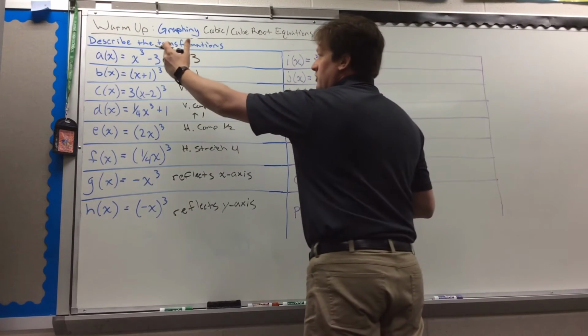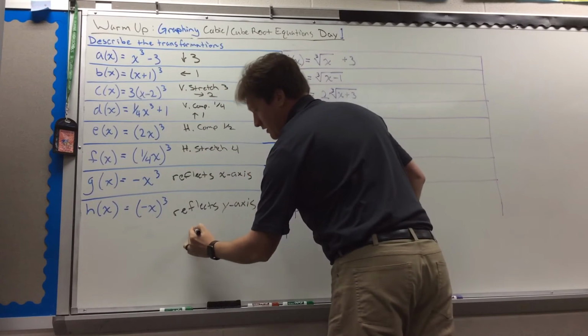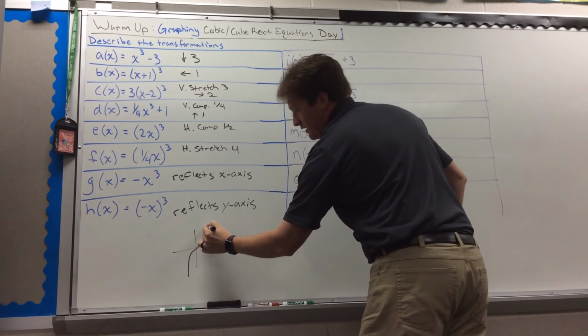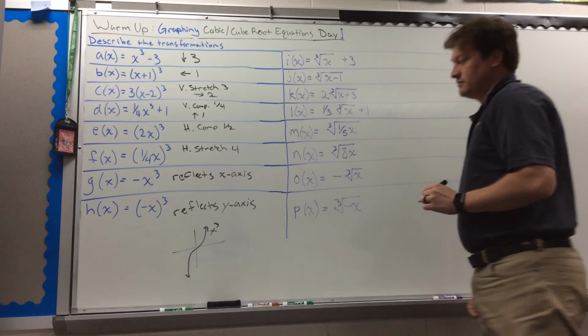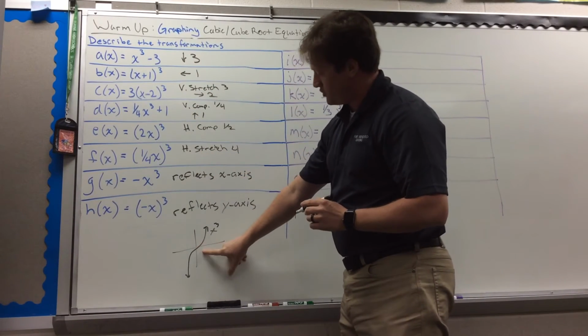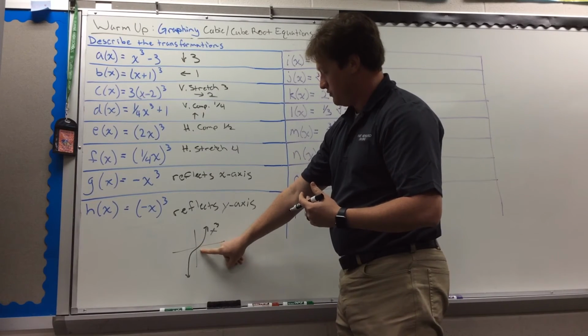These are cubic functions, and the parent function for a cubic function is going to start down here. It's going to wiggle through and come back up. This would be x to the 3rd power. All of these graphs are transformations or shifts or compressions and stretches of that graph right there, x cubed.